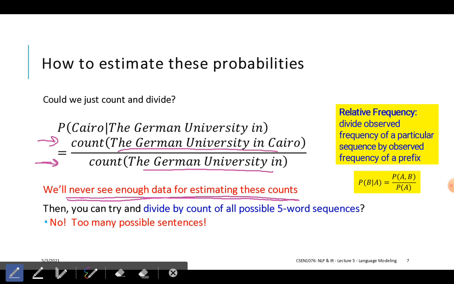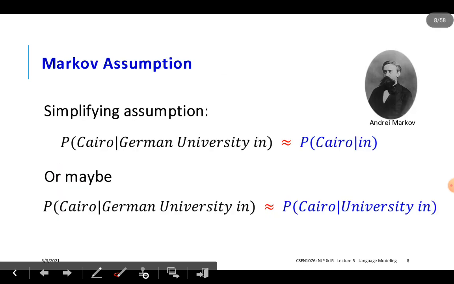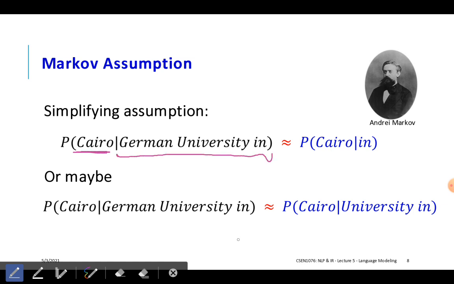So the problem is we need to approximate this probability. We need to approximate these counts. How can we do this? We can use the Markov assumption in that case. What did Andrei Markov say as an assumption that will allow us to compute the probability of a very long sentence? He essentially said this: the probability of a word given a long number of words before it in a sequence can be roughly equal to the probability of that word given the last word in the sequence.